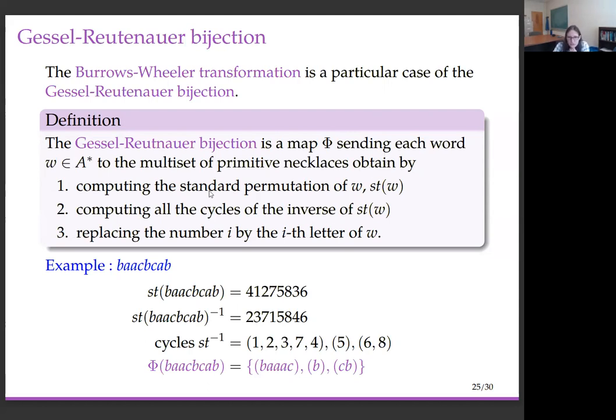So you first compute the standard permutation of W, which is simply you take your word W and you take the first letter, and from left to right, you give a number to each occurrence. So the first letter A will be 1, after that 2 and 3, and after you take the next letter, so B will be 4, 5, 6, and after the next letter, C will be 7 and 8. You get a permutation like that.